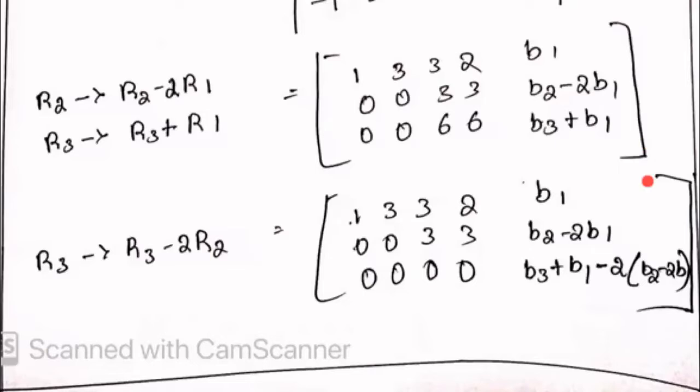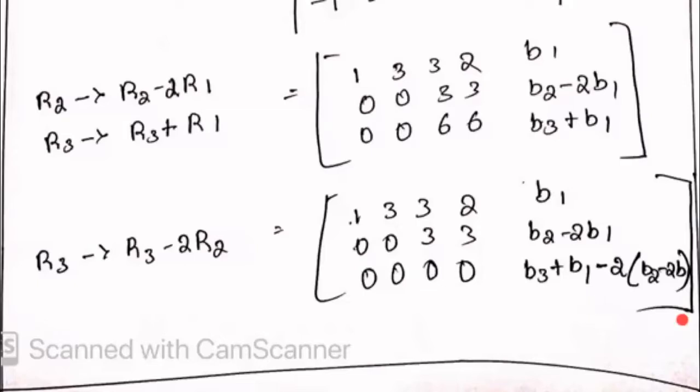What you get is, already you have b3 plus 1 here. Now again you are subtracting 2 times R2. So b3 plus 1 I have written, minus 2 times (b3 minus 2b1). If you solve that, b3 will remain as it is, whereas you have b1 here.